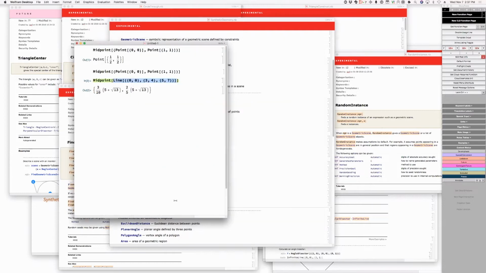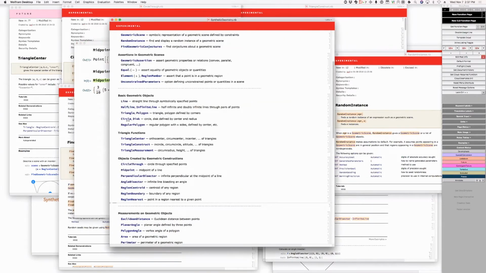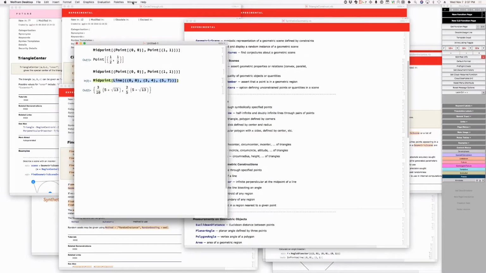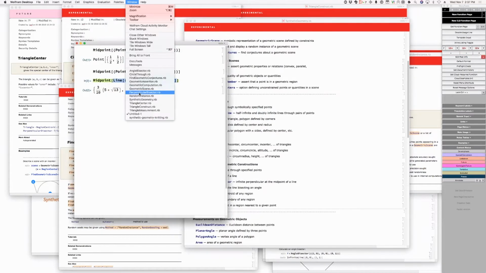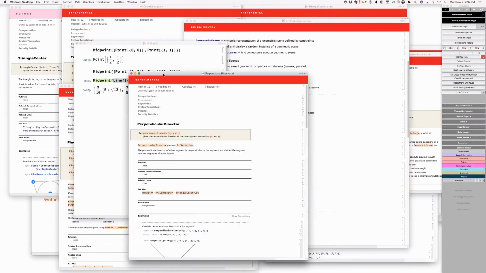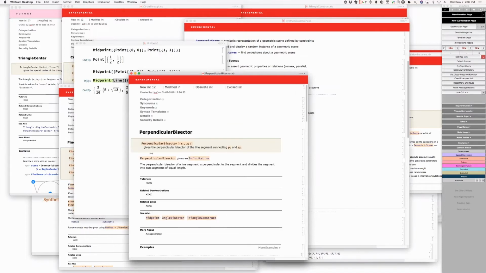Okay, next. Let's see, what should we do next? How about we do perpendicular bisector? Seems rather straightforward. But that's not correct. It can also have a line in it, right? Correct? Let me check.